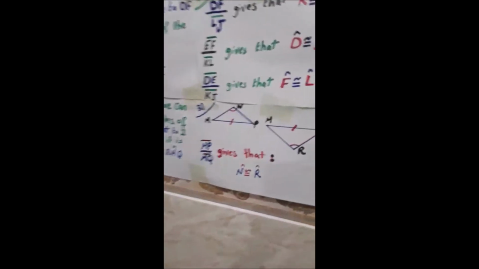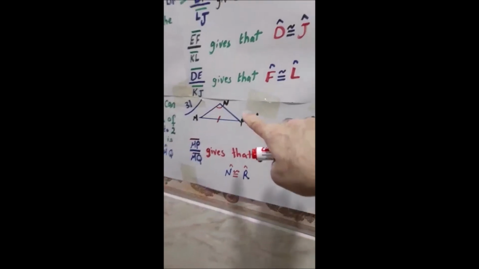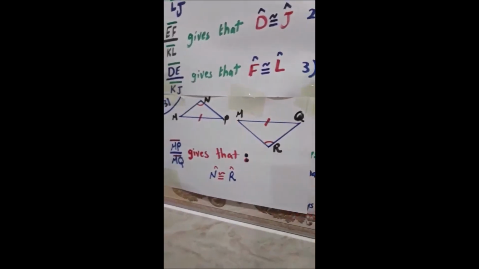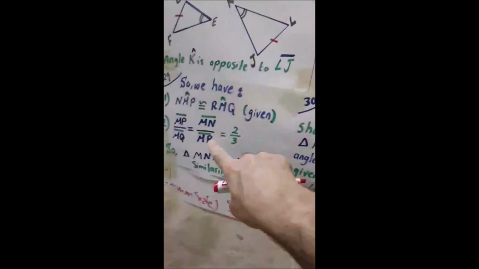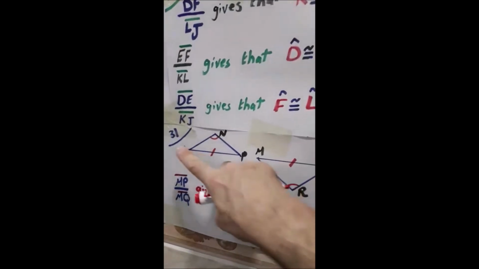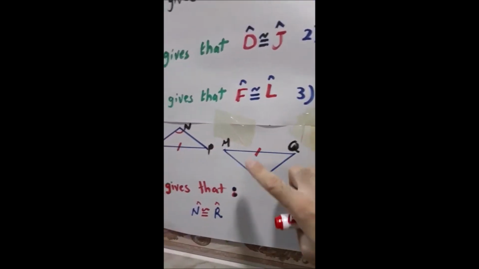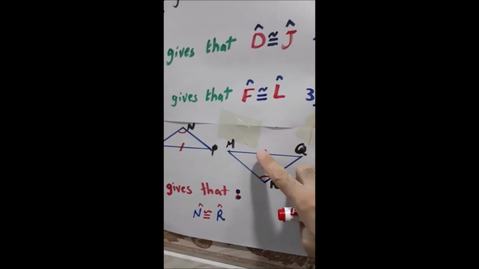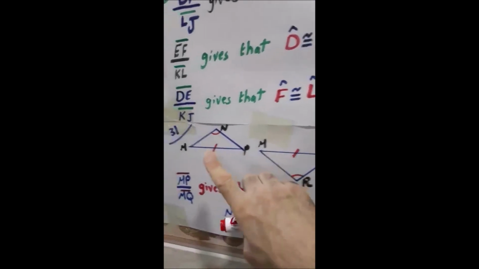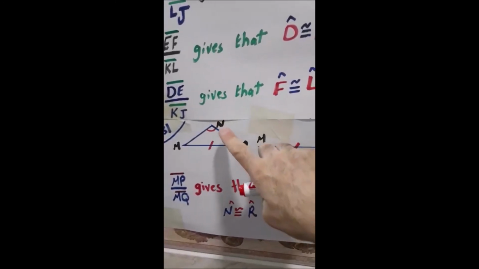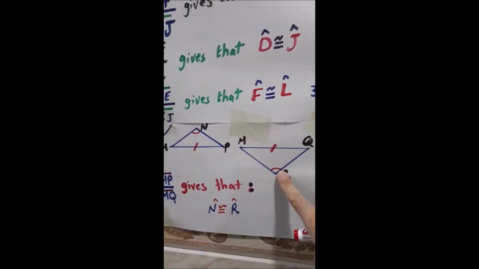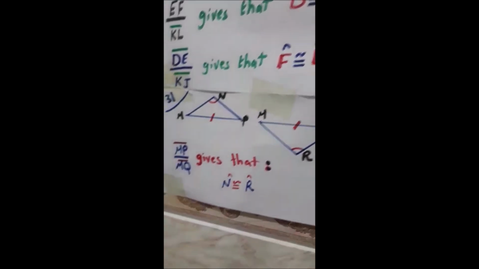So here, let me start. As you see, I took the two triangles again, MNP and MQR. The first one, we took these things from here: MP over MQ. This is MP and this is MQ. So this side is opposite to this angle and this side is opposite to this angle. So obviously, this means that angle N is congruent to angle R, or these two angles are congruent.